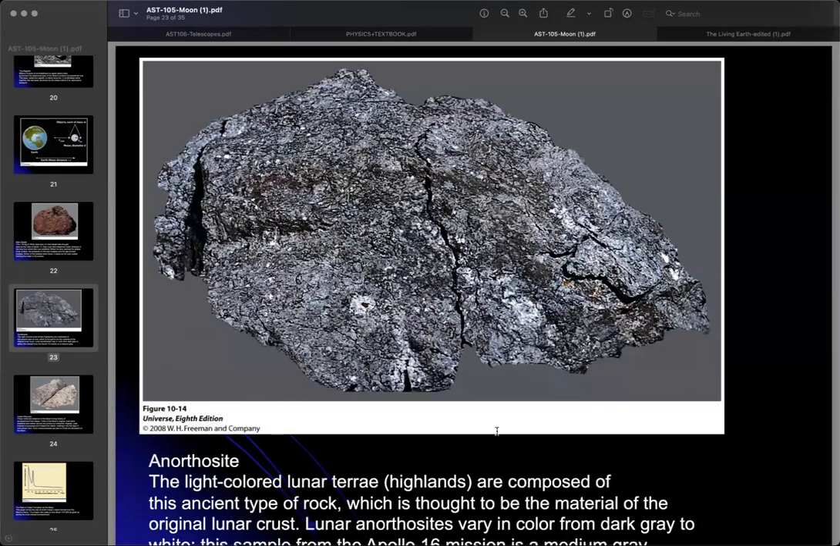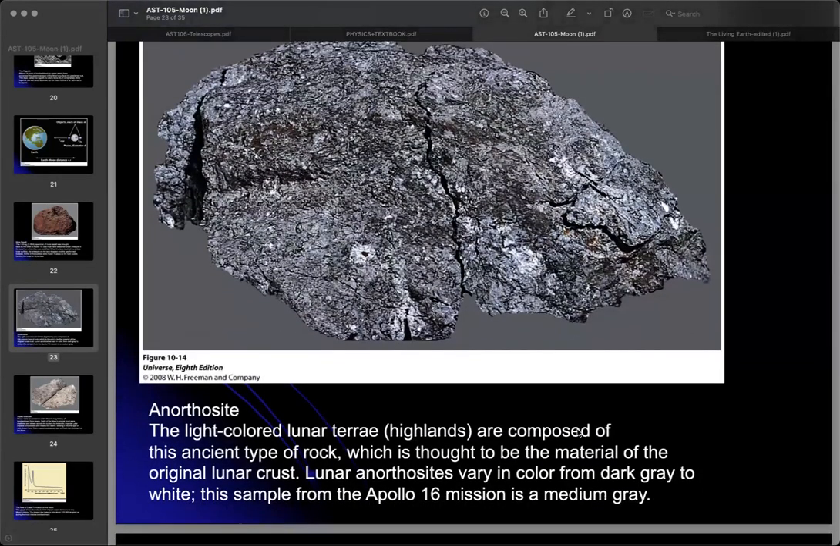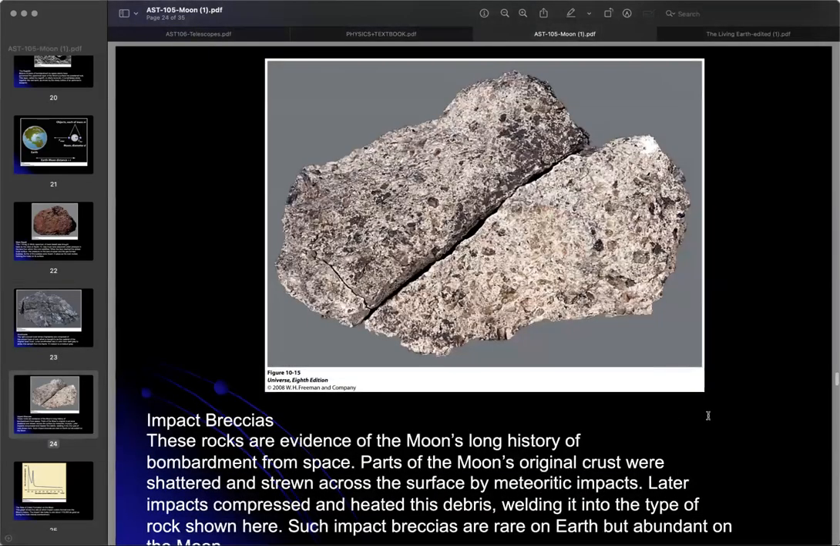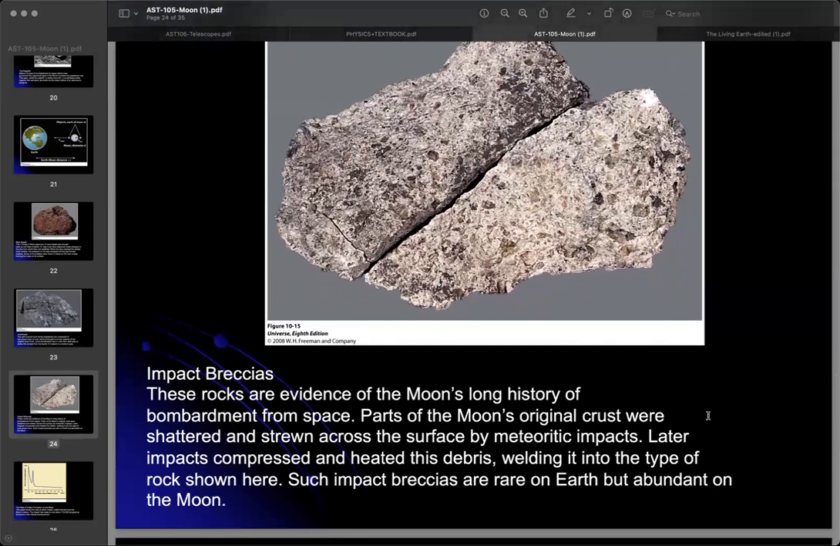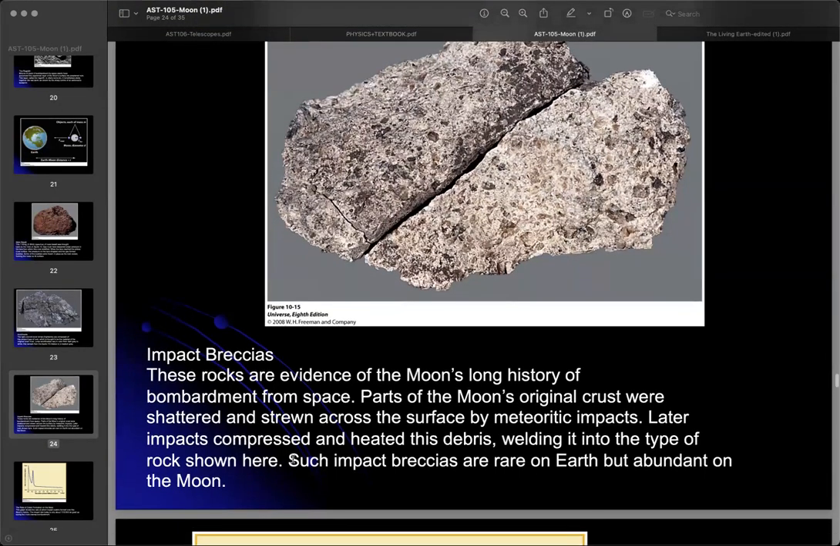Then there is anorthosite. The light-colored lunar highlands are composed of this ancient type of rock, which is thought to be material of the original lunar crust. And then there are impact breccias. When asteroids hit the surface of the moon, they create huge amounts of heat, and that causes the material to melt and solidify. These are called impact breccias.